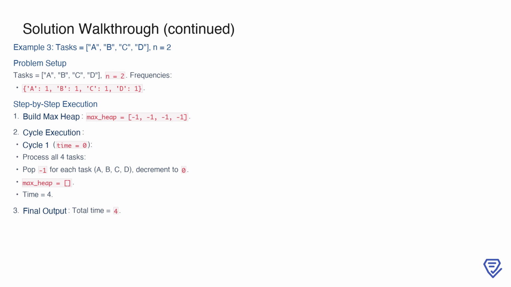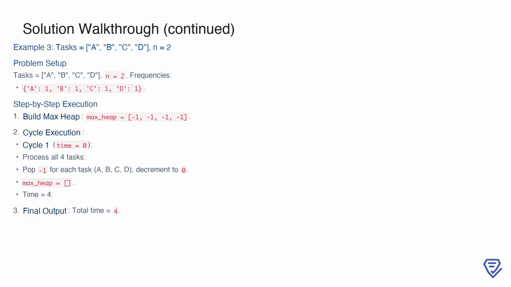In this example, we have tasks A, B, C, D, with n equals 2. The task frequencies are A: 1, B: 1, C: 1, D: 1. Building the max heap from these frequencies gives us max_heap equals -1, -1, -1, -1. With time starting at 0, we execute all 4 tasks in a single cycle.